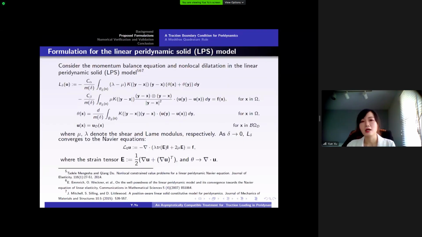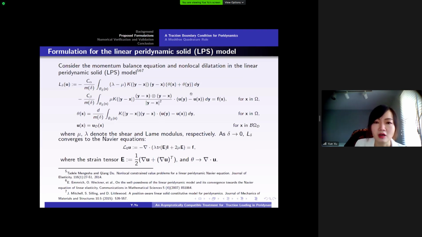So now, what is the formulation we are looking at? Here we consider the linear peridynamic solid model, which we call LPS for short, as a prototypical state-based peridynamics model, although the idea might be extended to more complicated models. For the LPS model, the formulation for the momentum balance equation and the nonlocal dilatation is given by the following.